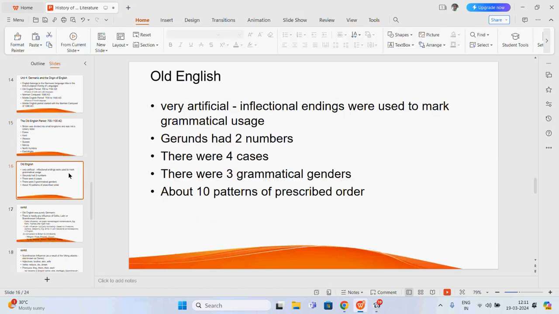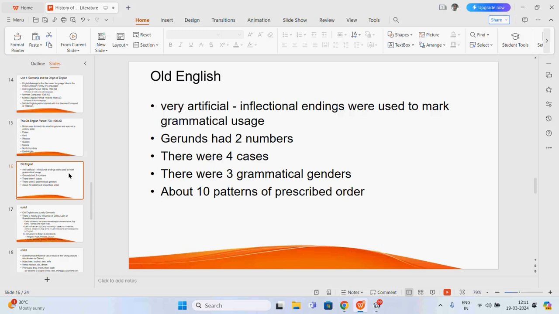Let us know more about Old English. Unlike English as we know today, Old English is a very, very strange language, very, very artificial. In fact, we need translation to study Old English. You cannot read Old English, you cannot understand Old English. It is extremely difficult compared to the kind of English we know today.